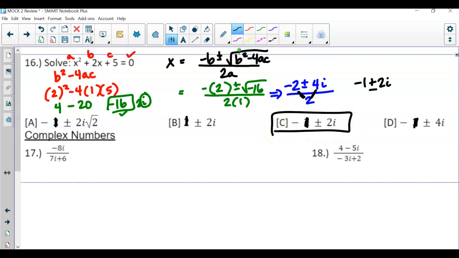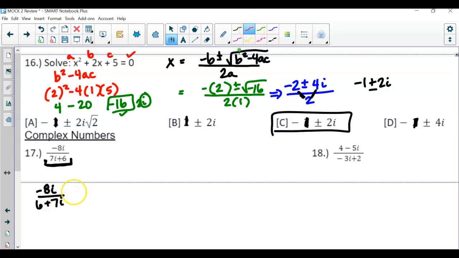Now we're going to get into our complex number operations. When dividing, remember we have to multiply and focus on the discriminant. I'm sorry, not the discriminant. Oh my goodness gracious, I'm just focusing on quadratic formula here. We need our denominator to be in standard form, but right now it's not. So I'm going to rewrite this as negative 8i over 6 plus 7i.